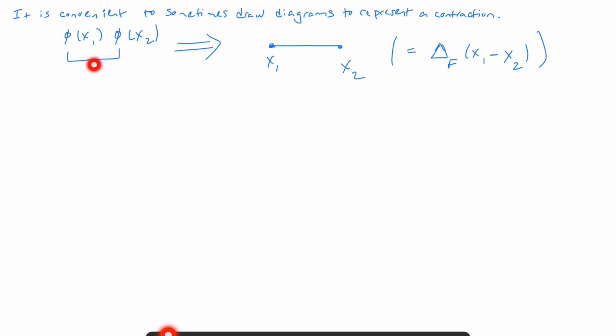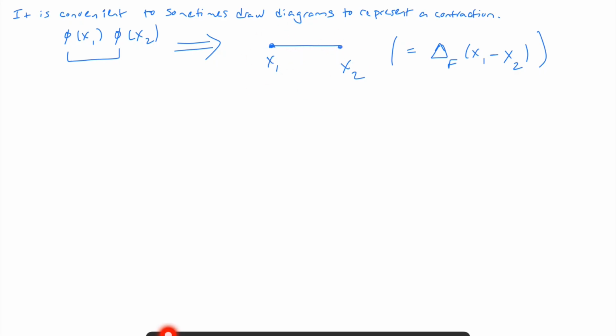So if you have an operator phi at spacetime point x1 and another operator phi at spacetime point x2, and we have this thing that we talked about, contractions, sometimes we just write a diagram like this to represent this expression, where I just take spacetime point x1 and draw it as a point on my PowerPoint here, or a piece of paper. And I take x2 and draw that as another point on my piece of paper, and I just have a line connecting them.